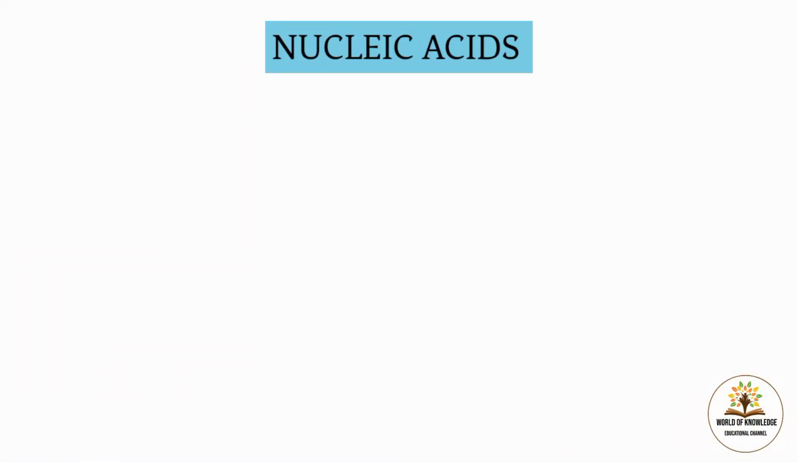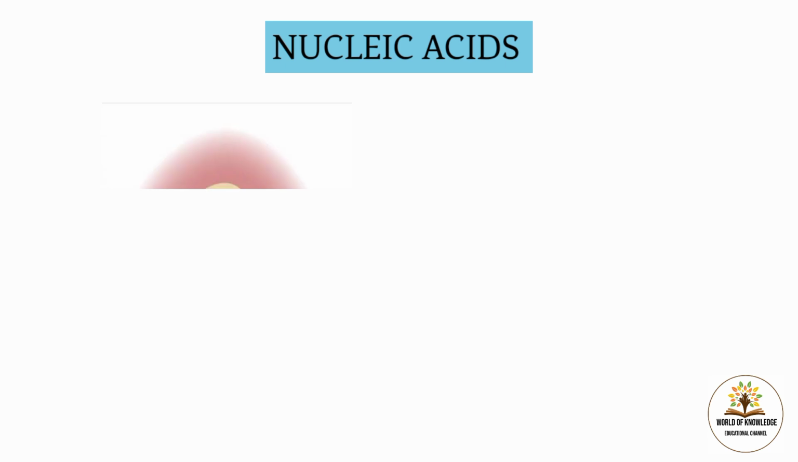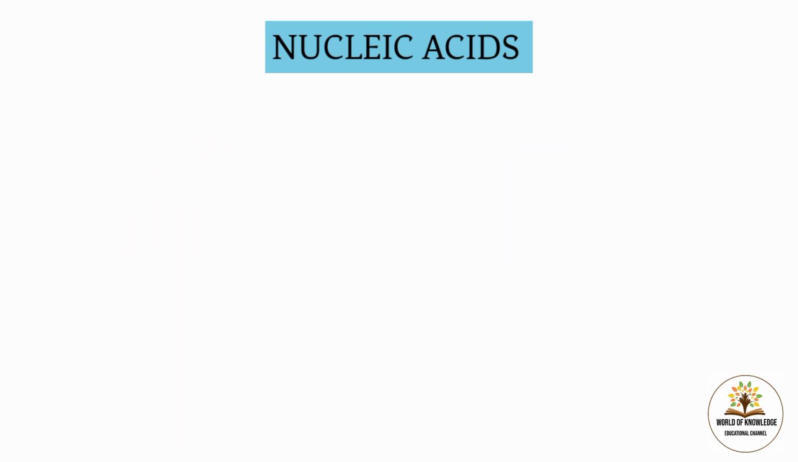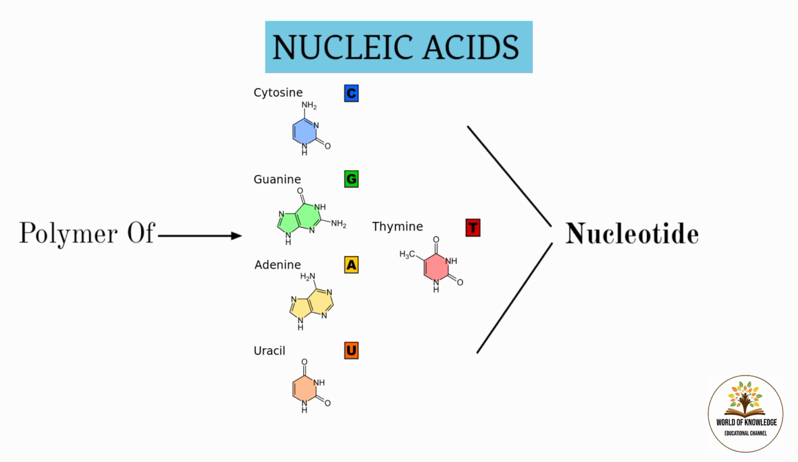Nucleic acids were discovered by Friedrich Miescher, a Swiss physician, who isolated a new compound from the nucleus of pus cells, which was quite different from other biomolecules. Therefore, it was named nuclein. It was found that nuclein had acidic properties and hence it was renamed nucleic acid. Now, how can you define nucleic acid? You can define it as follows: nucleic acids are polymers of 5-sugar-based compounds called nucleotides.